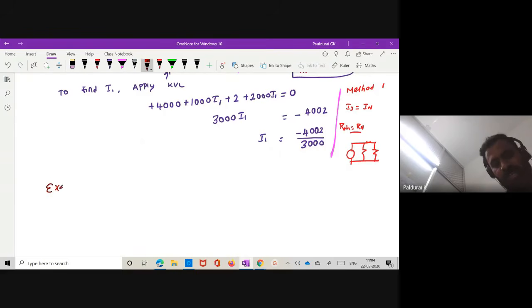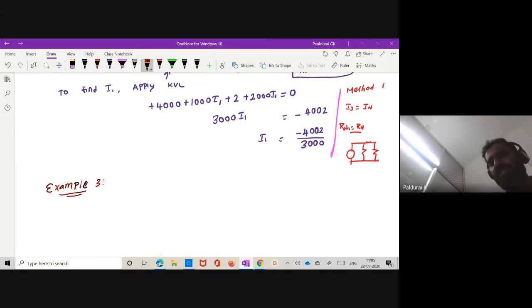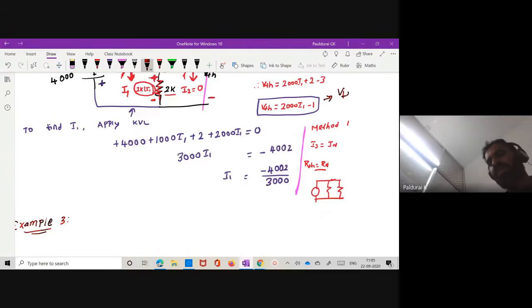The final problem for today's class. We can solve this problem fully, because this is a dependent source. Here there is no other way. You want to calculate it, okay, both. There we found I1. Having found I1, put it here. You will get VTH. We can find VTH, sir. After that, find IN.